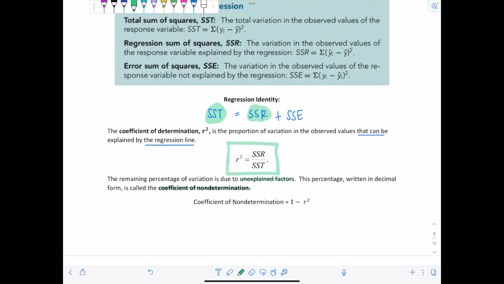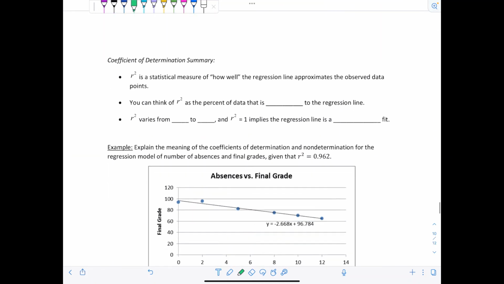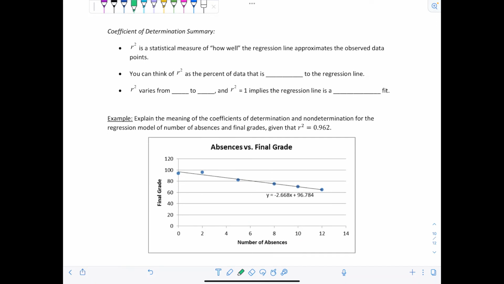So let's go through some facts about this coefficient of determination. It's a statistical measure of how well the regression line approximates the observed data points. You can think of r squared as the percent of the data that is linked or explained by the regression line. And r squared will vary from 0 to 1. An r squared of 1 implies that the regression line is a perfect fit. So the regression line would go through every single data value that you had in your scatter plot.